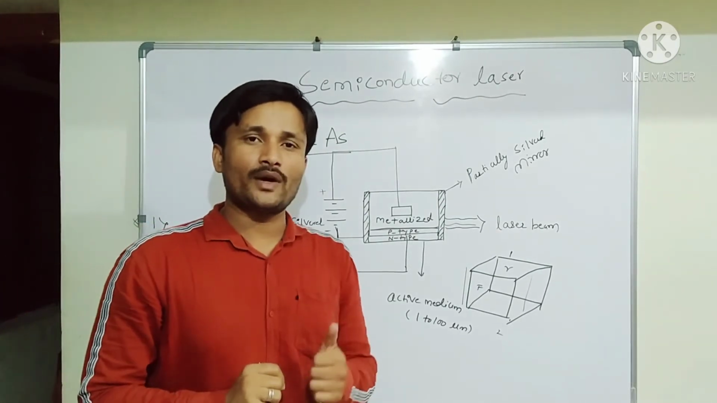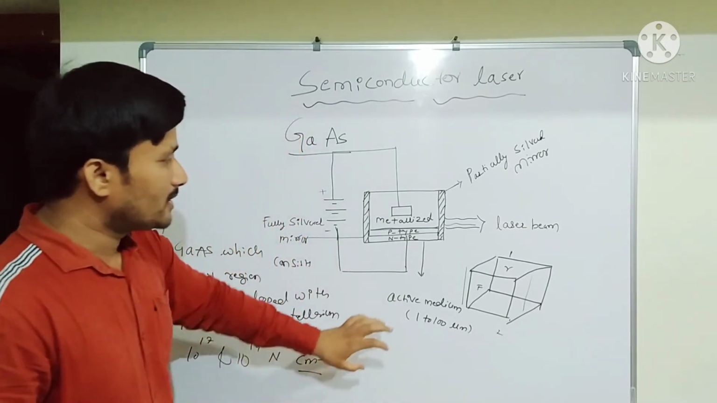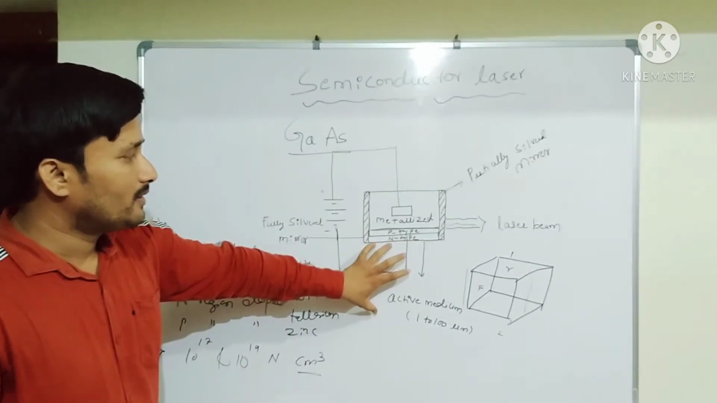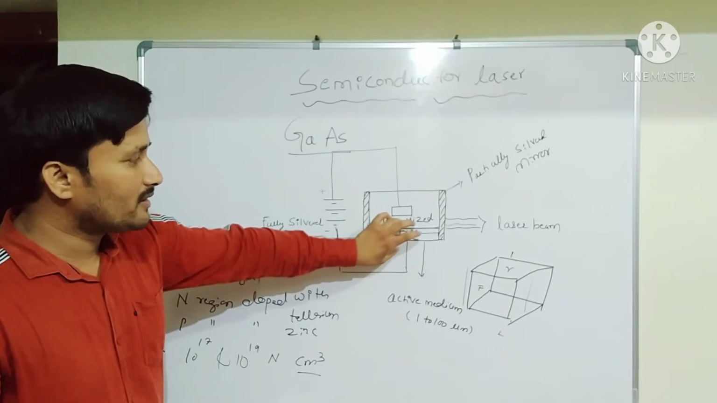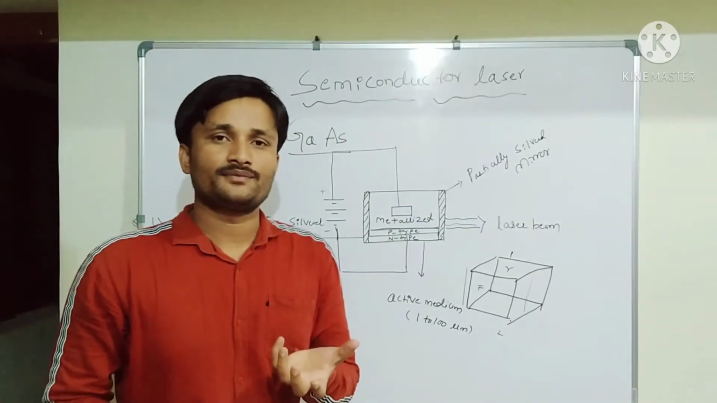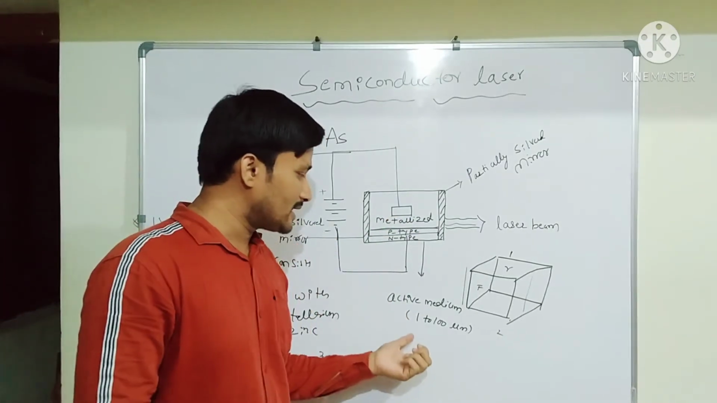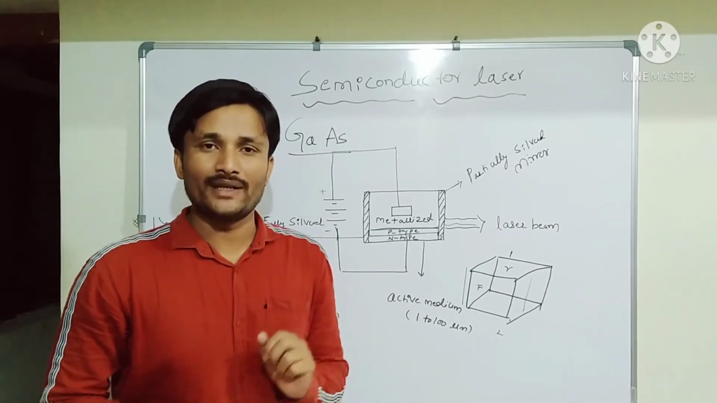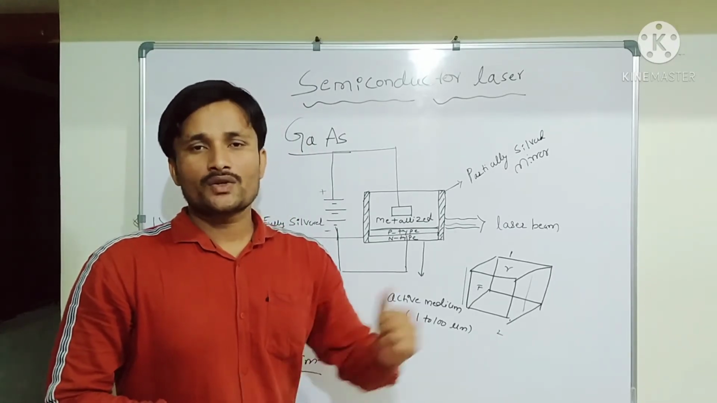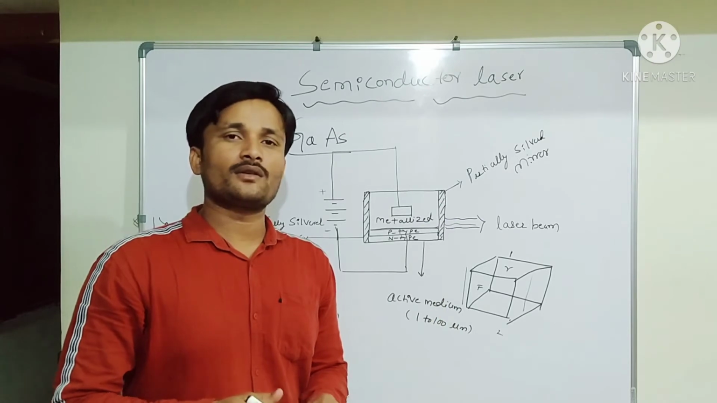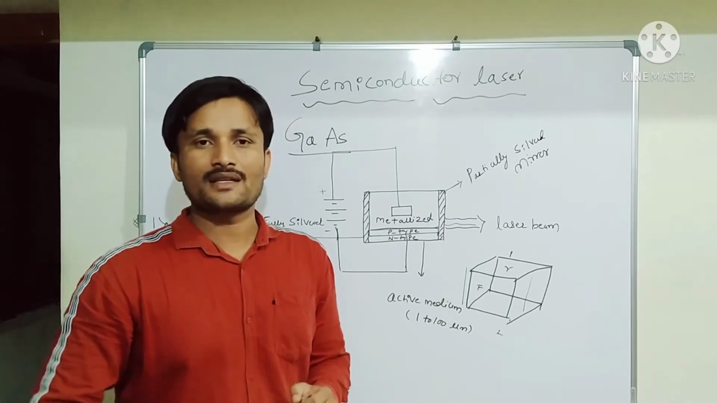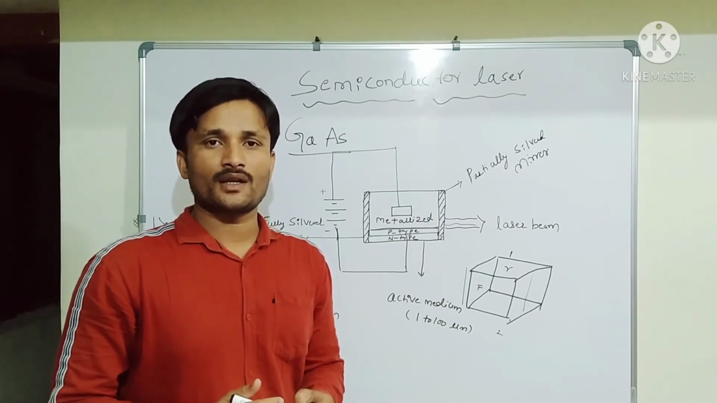Now the last point. In this PN junction, the thickness of that junction is 1 to 100 micrometer. Clear? So these are the important parameters which come under the construction of a semiconductor laser. I hope you have understood.